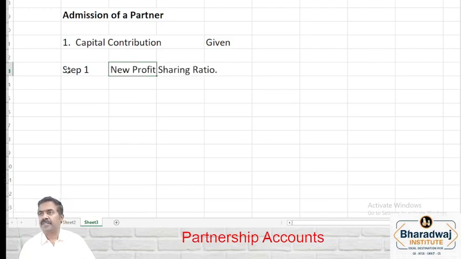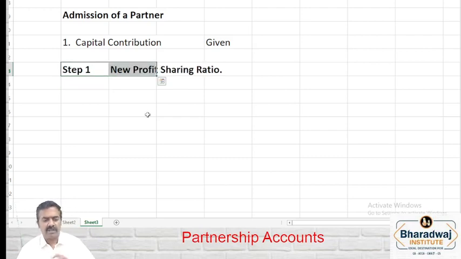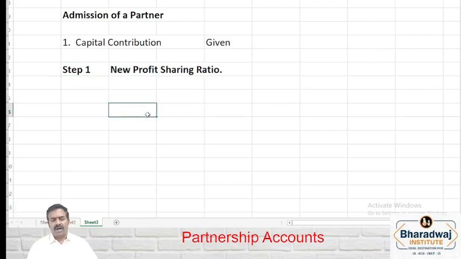What do you mean by new profit sharing ratio? For example, in the last question, who are sharing profits? A, B, C. What was the profit sharing ratio? 5:3:2. When a new partner is admitted, the ratio will change. So the first step is calculating the new profit sharing ratio.